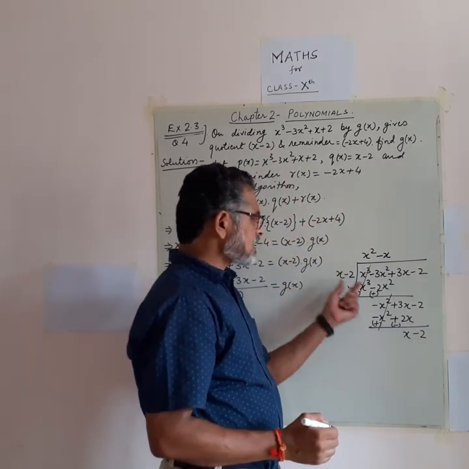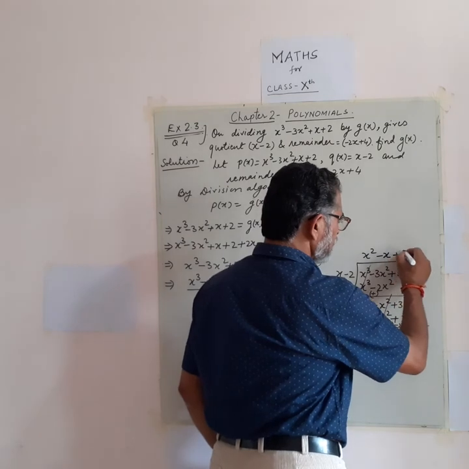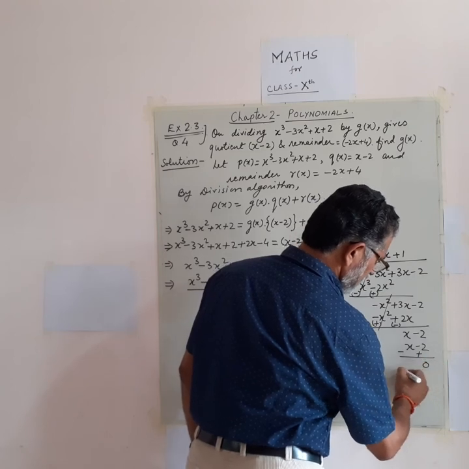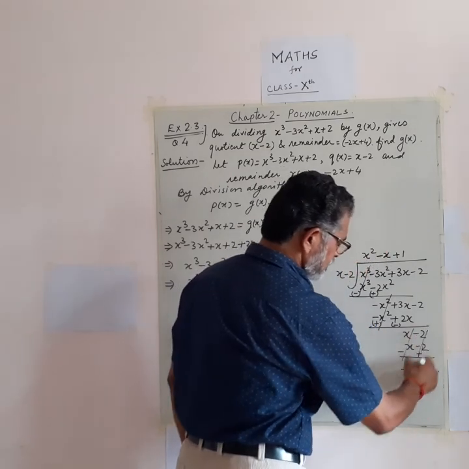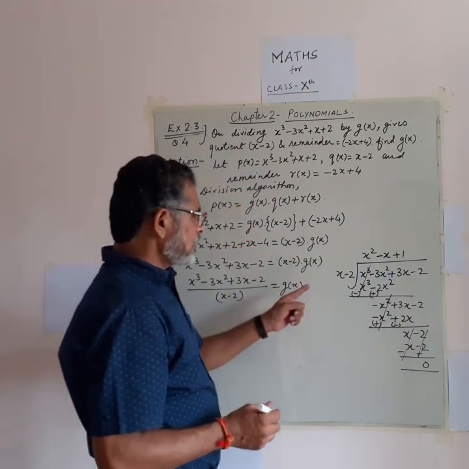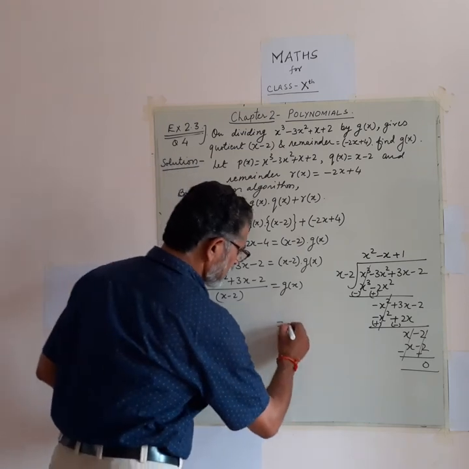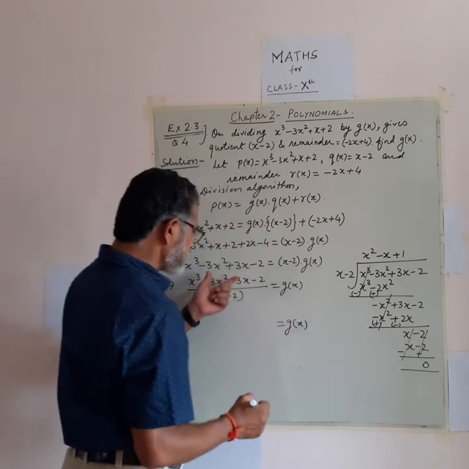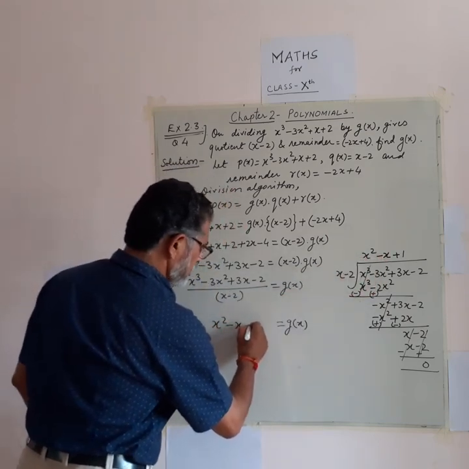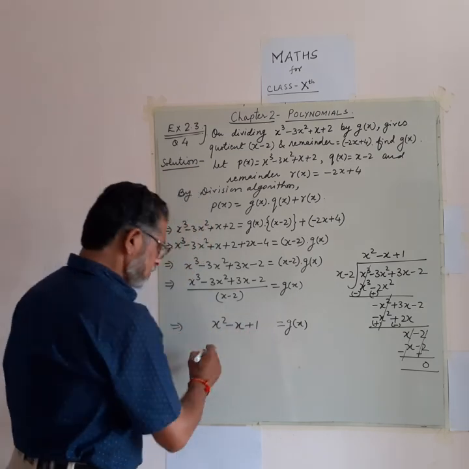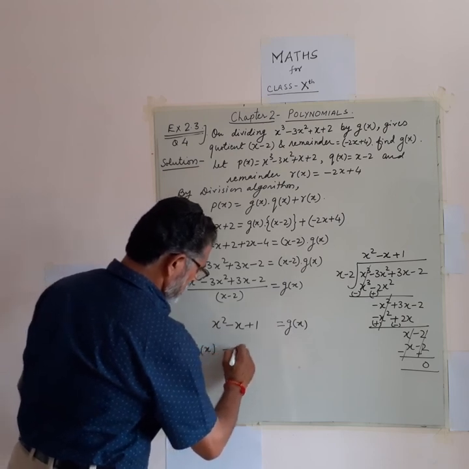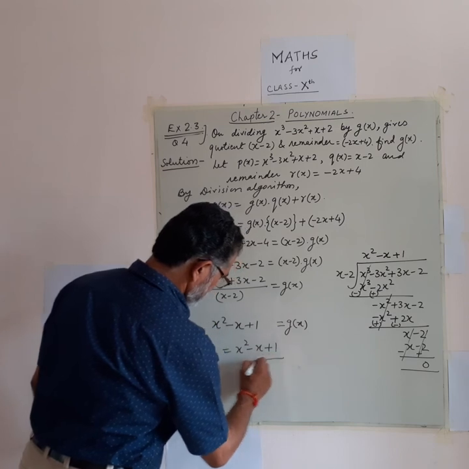Again the remaining part is the same as the divisor, so quotient will be 1. So we have x minus 2. Subtracting this, ultimately we get 0. That means x minus x, and minus 2 plus 2, gives 0. So what will be G(x)? G(x) will be the quotient. After division, what we get? x square minus x plus 1. So this is the value of G(x). So the answer: G(x) is x square minus x plus 1.